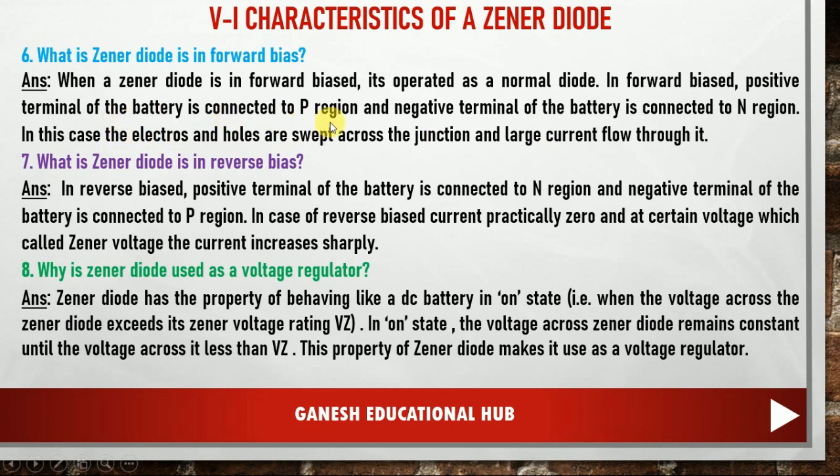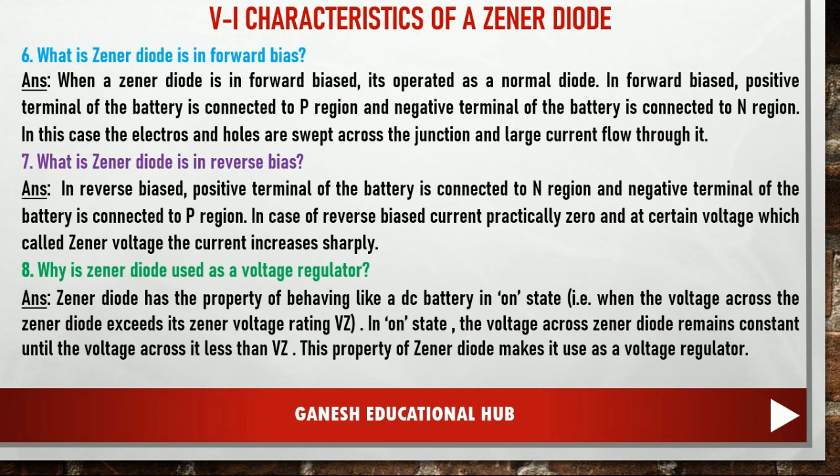A large current flows through it, meaning the junction has very little resistance. Next, what happens when a Zener diode is in reverse bias? This is the most important question. In reverse bias, the positive terminal of the battery is connected to the N region and the negative terminal to the P region. In reverse bias, the current is practically zero, and at a certain voltage, called the Zener voltage, the current increases sharply.